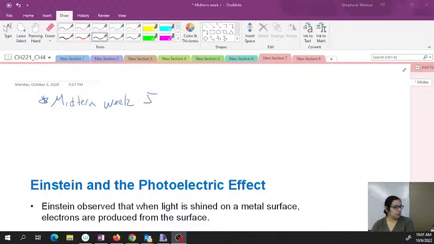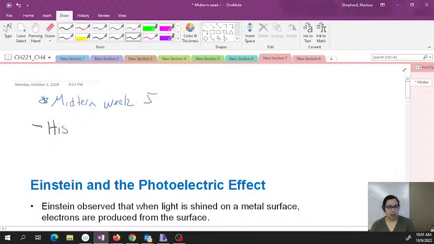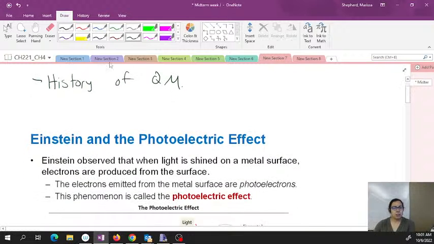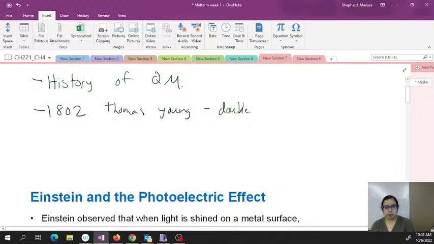All right, let's go into kind of the history of quantum mechanics then. Before we get to Einstein, a brief history. It really started back in 1802 with Thomas Young, and he first performed what's called the double slit experiment.